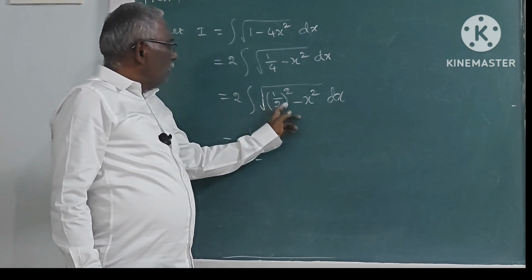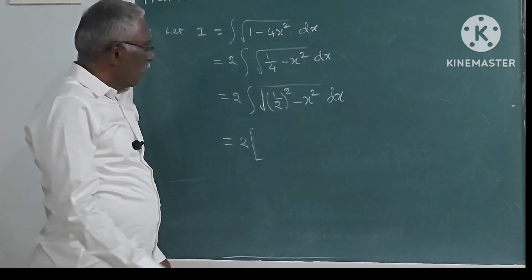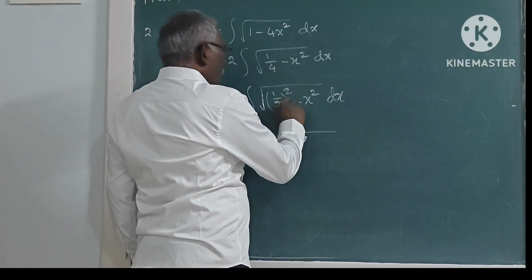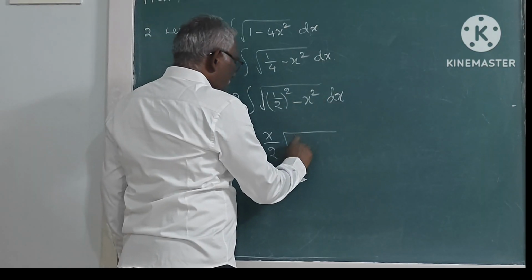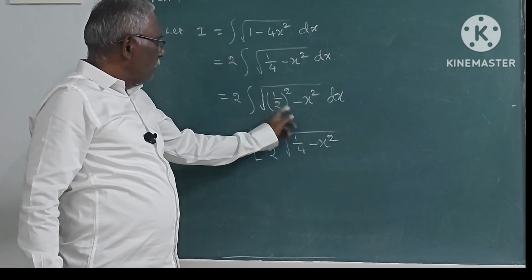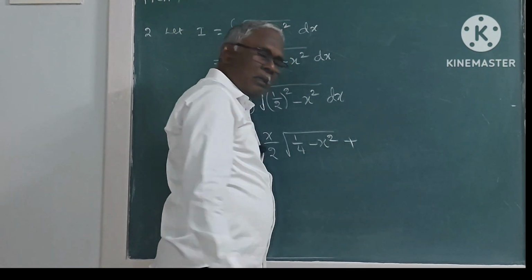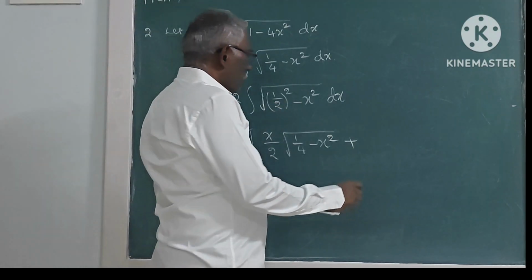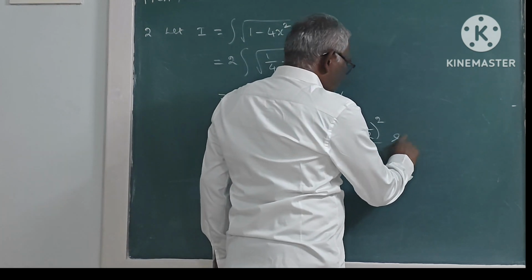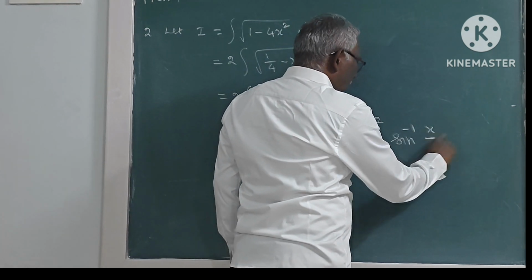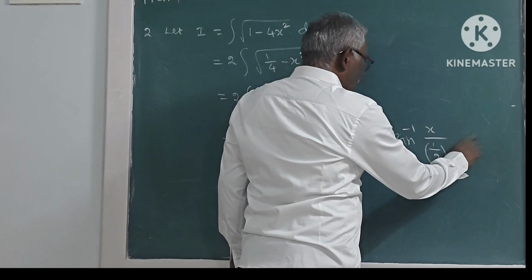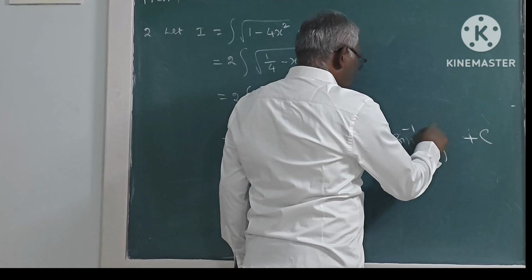What is the integral of square root of a square minus x square dx? It is x by 2 into square root of whatever comes here, that is 1 by 4 minus x square, which is a square minus x square, then plus a square by 2. What is a? A is 1 by 2. So 1 by 2 whole square by 2 sine inverse of x by a, where a is 1 by 2, plus constant.